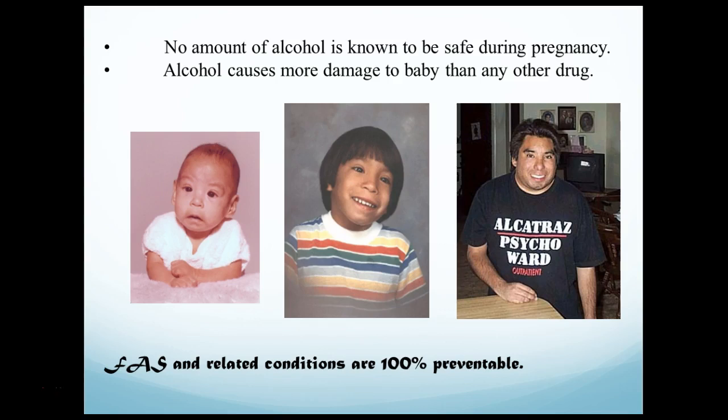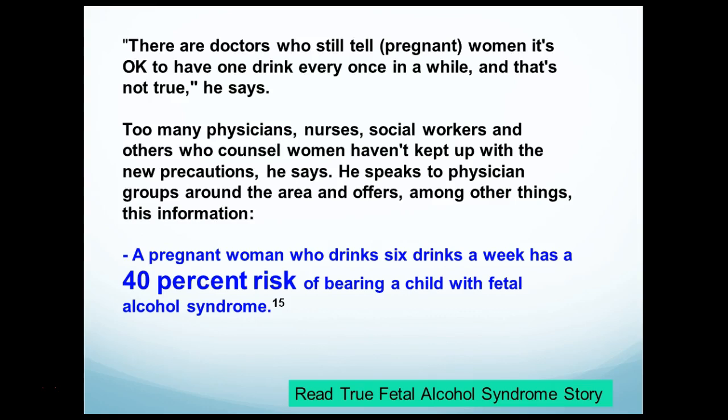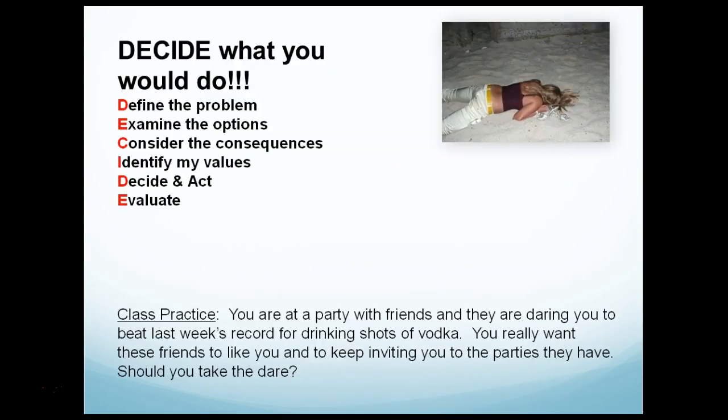And it's very, very serious. It's a totally preventable thing. We talk about suicide being 100% preventable. Again, this is one of the things that is 100% preventable, and you can simply prevent it by not drinking alcohol during pregnancy. And like I said, there are still doctors out there that say it's okay, go ahead, have 1 or 2. But we know that FAS is totally preventable. A pregnant woman who drinks 6 drinks a week has a 40% chance of bearing a child with fetal alcohol syndrome.